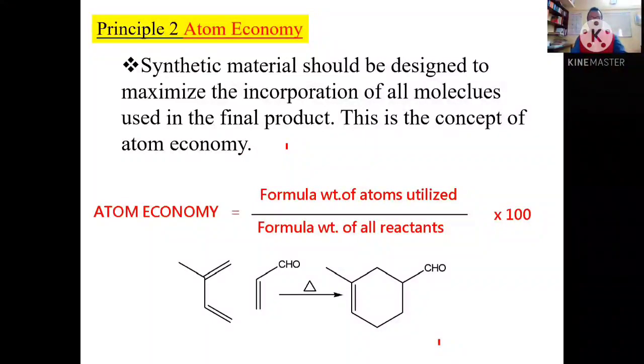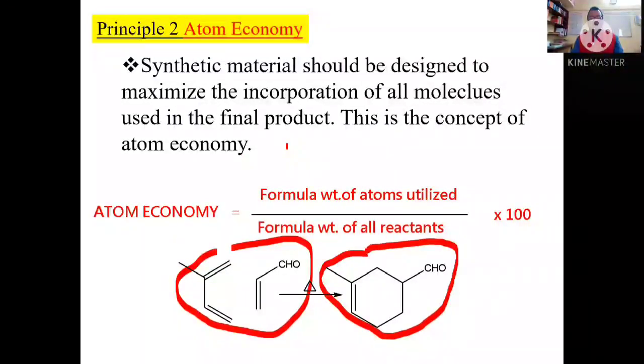So here is a typical example. This is a 4+2 cycloaddition reaction, which you commonly call the Diels-Alder reaction. So this is the diene, this is the dienophile, and you are heating them and getting a cyclohexane derivative. Here you see all the atoms of the reactant are present in the product. All atoms in the reactant are present in the product. That means atom economy is 100%. There is not a single waste generated, and we can call it a green reaction.